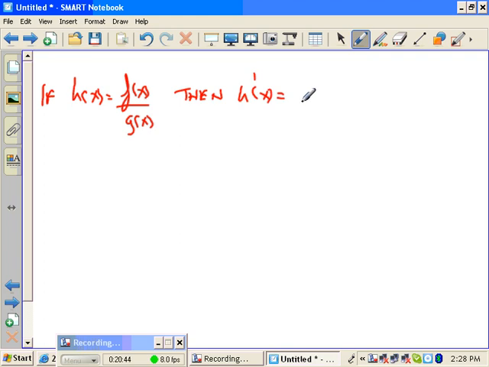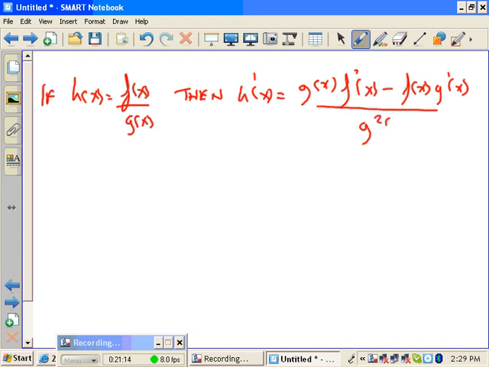You know the rule? Hi-ho, it's off to work we go. There's a song for this. Low d-high minus high d-low, over low low. Too many lows, but that's the song. I bet you it's on YouTube. We'll look it up. So anyway, it's low d-high minus high d-low, over low low. Low times low is g squared.